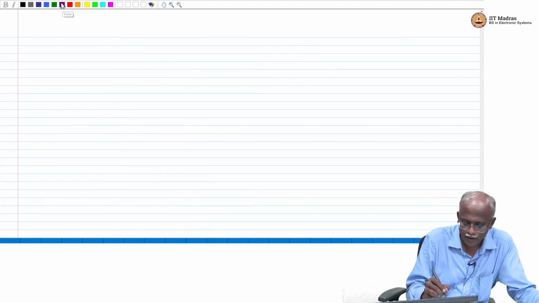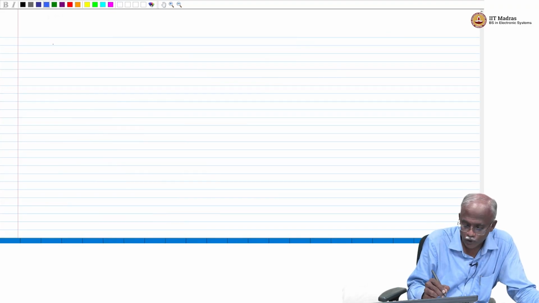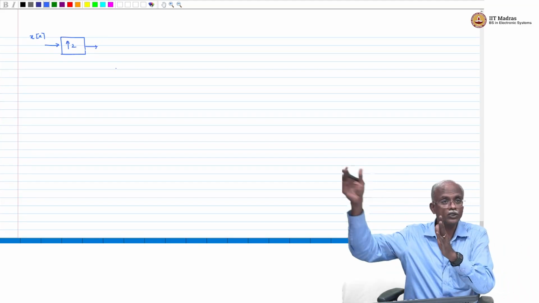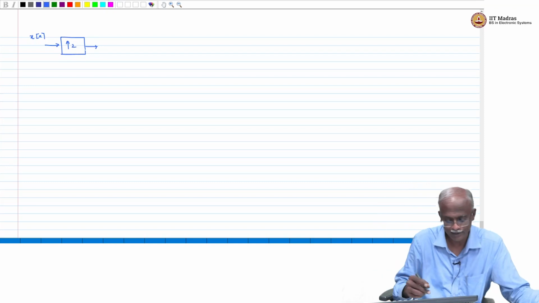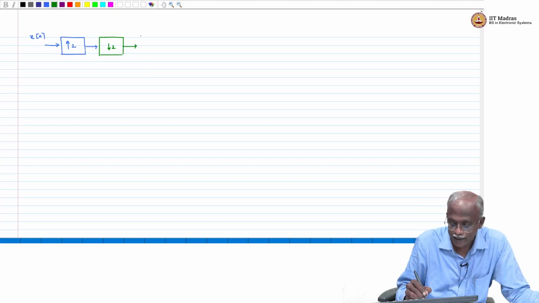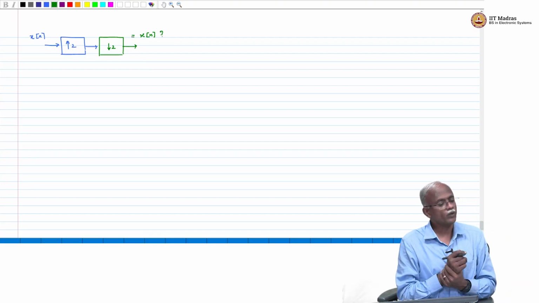Now comes some interesting and important applications of what we have just studied. If I were to sketch this for you, say that I have x of n, and I am going to upsample by a factor of 2. You will say, very simple, I will take all the samples and insert one 0 between every 2 samples. And then I am going to downsample by a factor of 2. Is the output sequence equal to x of n?